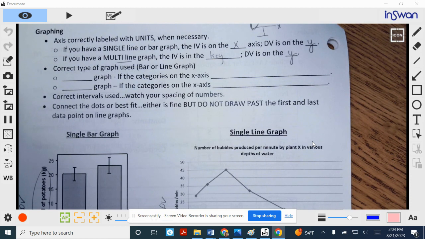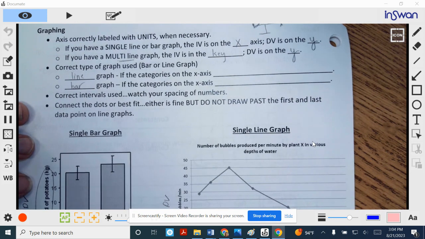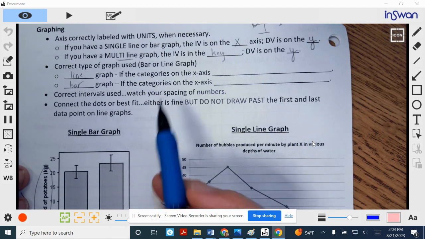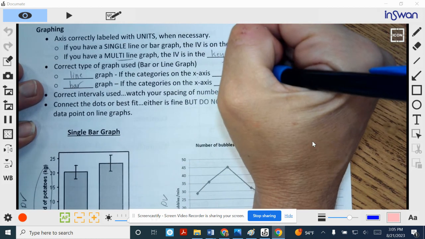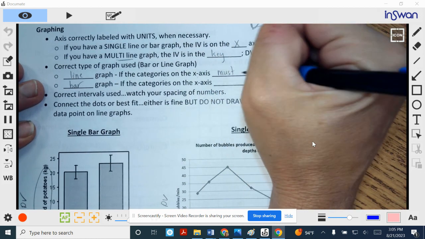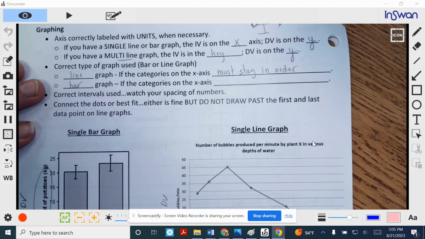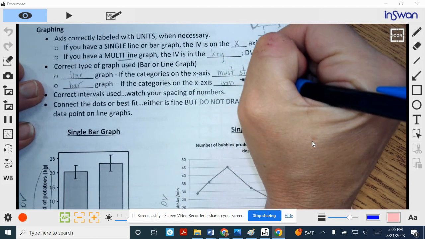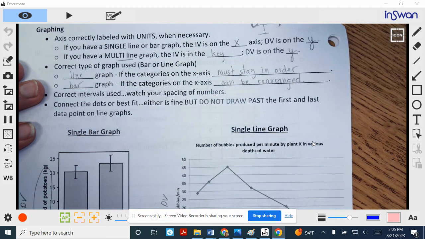All right, sometimes you are going to be asked to make a graph, and you have to determine whether you should be making a line graph, which you're going to do often, or a bar graph. This is how you can tell. If the categories that you're placing on the x-axis must stay in order, then you should be making a line graph. If the categories can be rearranged and it still makes sense, you shouldn't be making a line, you should be making a bar.